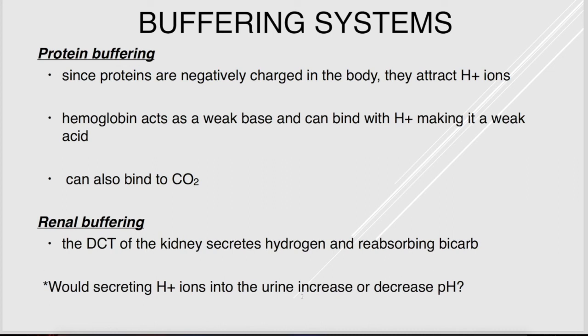Now down here, would secreting H+ ions into the urine increase or decrease pH? So if you are secreting H+ ions in the urine, you're acidifying the urine, and that's going to cause the blood pH to go up. It's going to alkalize the pH.